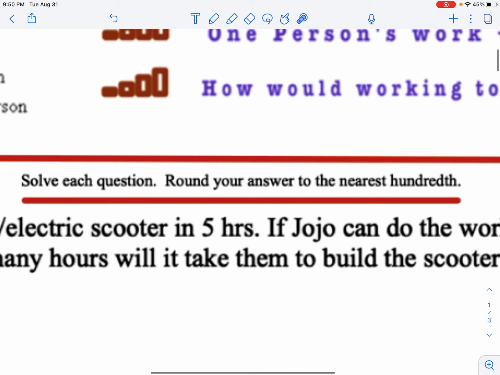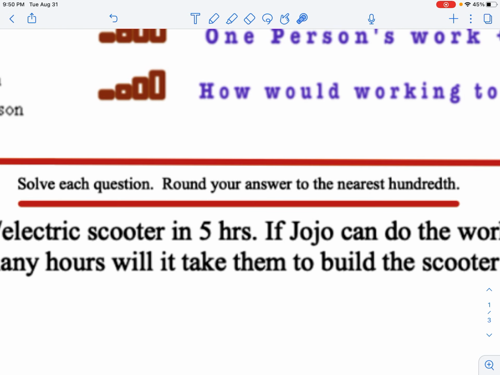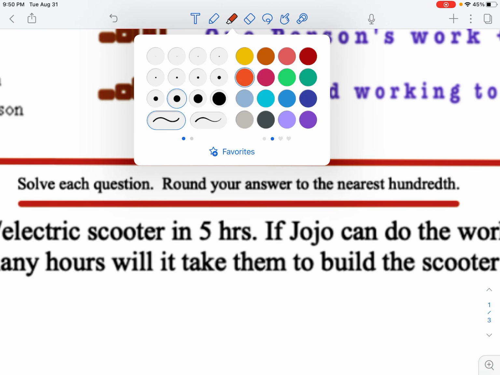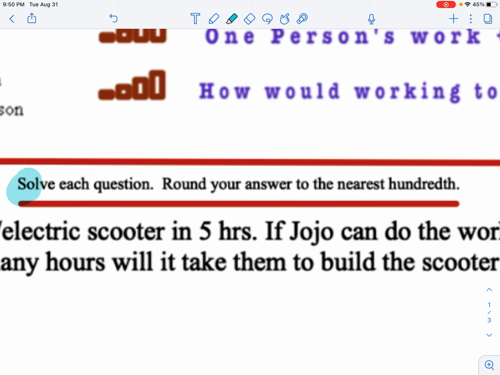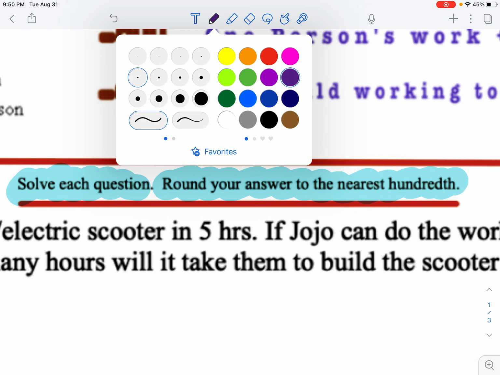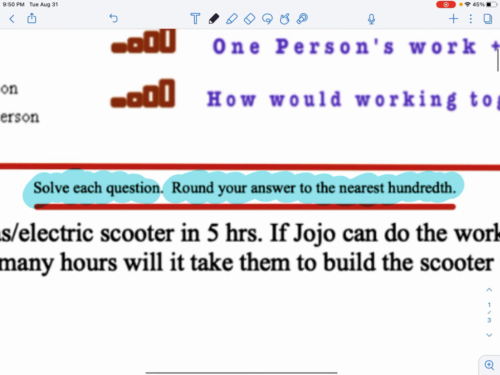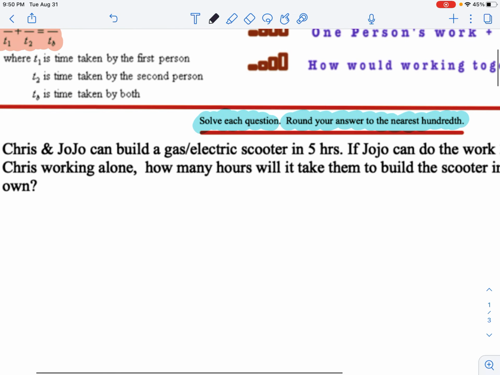All right? So as always, we always follow the instructions first. The instructions say we're going to solve each equation, and we're going to round our answer to the nearest hundredth place. So let us get started. Pick a good color here. This is not exactly black. It's a little off black.